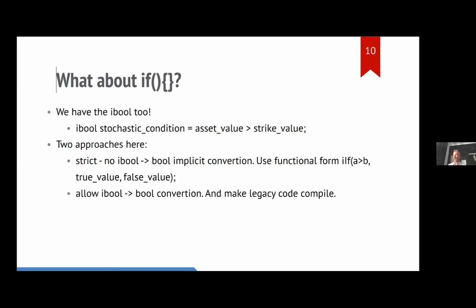Another approach is to allow IBool to bool conversion and just make your legacy code compile. It's very convenient because you don't need to do a lot of changes now. And believe me, in real code, there are a lot of if statements to cover if you didn't pay special attention up front. But what do you do? Don't you lose execution branching? So what happens when your condition is 1 during the recording for the very first sample, and it will take another branching in the following execution for a different Monte Carlo path? So what happens here?